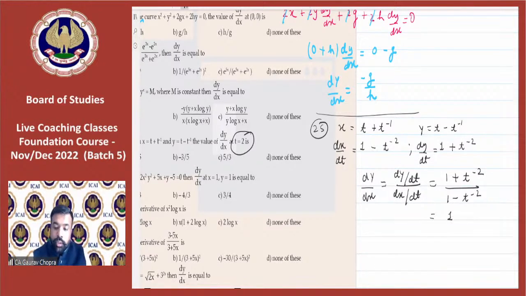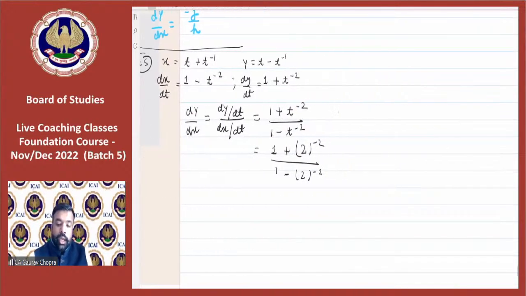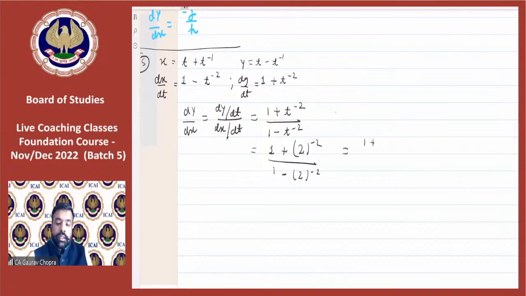So let us input 1 plus 2 to the power of minus 2 divided by 1 minus 2 to the power of minus 2. Now we can calculate and let's see how much it comes to. So 1 plus 1 by 4 and 1 minus 1 by 4. So 5 by 4 upon 3 by 4. The final result will be 5 upon 3. So 5 upon 3 becomes the final result. Okay.